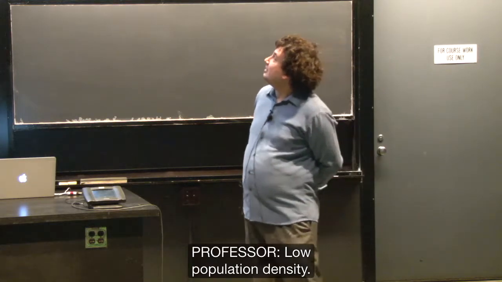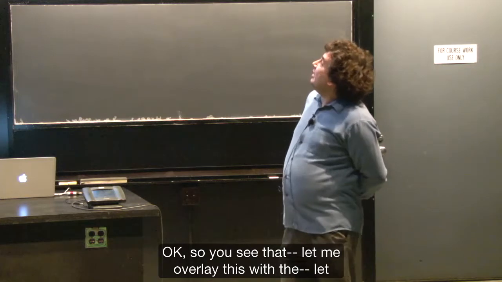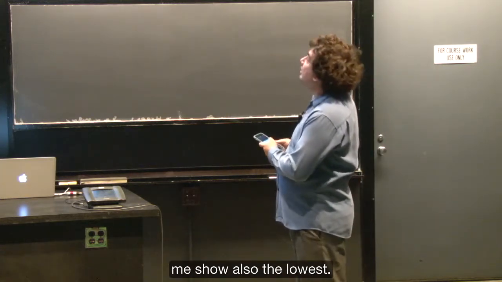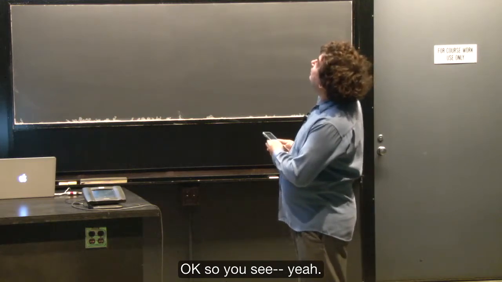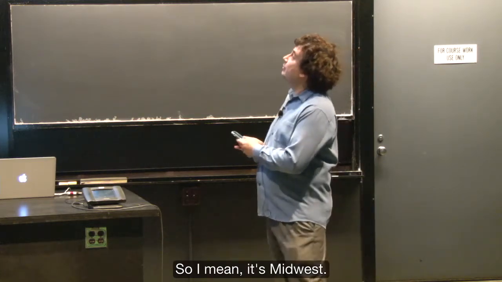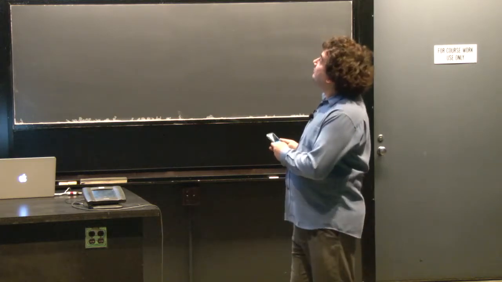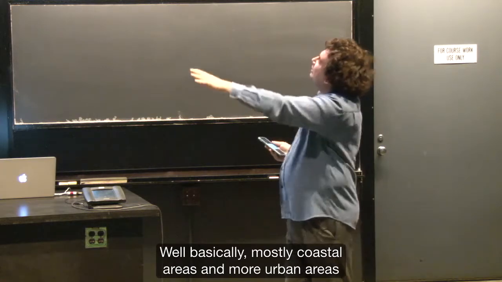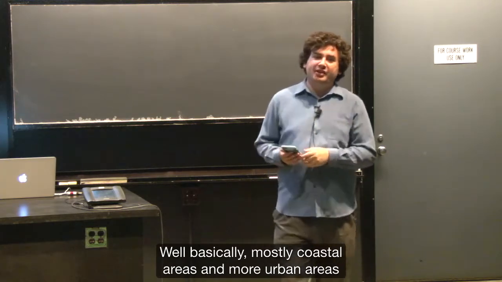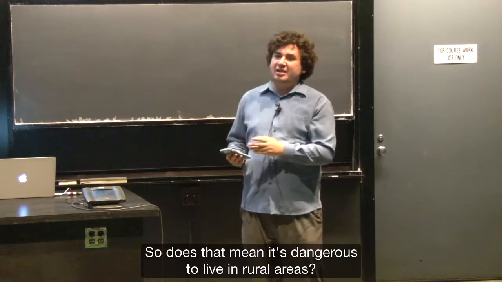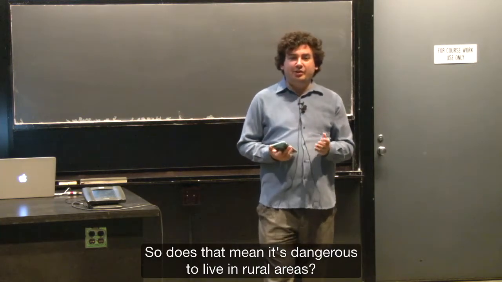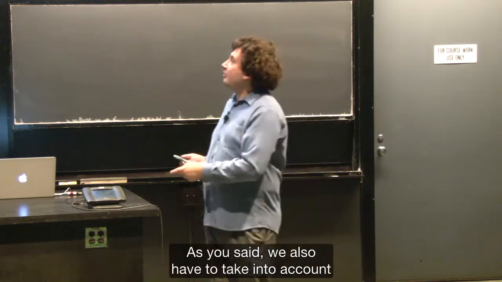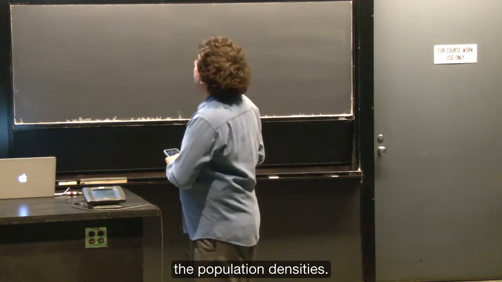Low population density. Okay, so you see that, let me overlay this, let me show also the lowest. Okay, so you see, yeah, Midwest and, well, basically mostly coastal areas and more urban areas you see less. So does that mean it's dangerous to live in rural areas, that it's going to put you at risk for kidney cancer? Well, no. As you said, we also have to take into account the population densities.